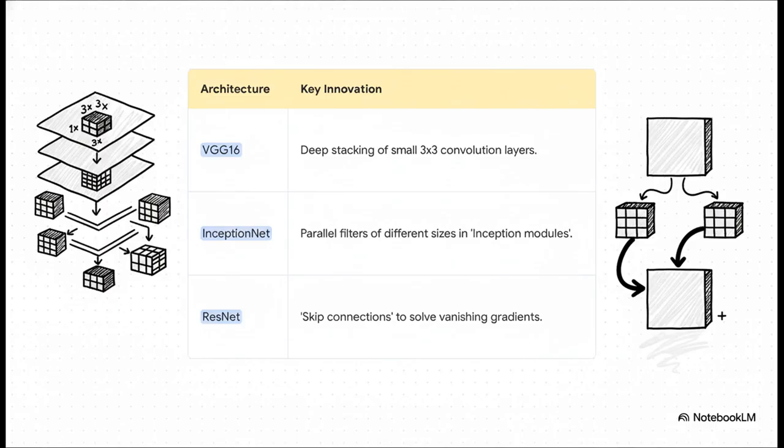For example, VGG16 showed us that just going really deep with lots of simple, small filters works incredibly well. Then you have InceptionNet, which took a different route. It ran multiple filter sizes at the same time, in parallel, to catch features at different scales all at once. And then ResNet came along and changed the game with skip connections, which are like these information highways that let us train networks that are hundreds of layers deep without the signal getting lost.